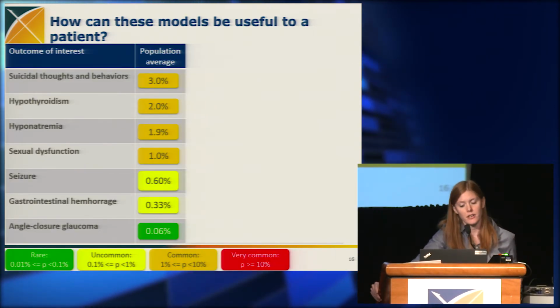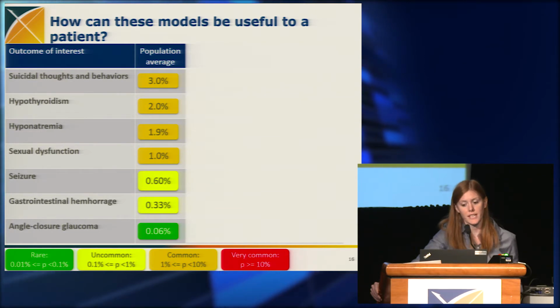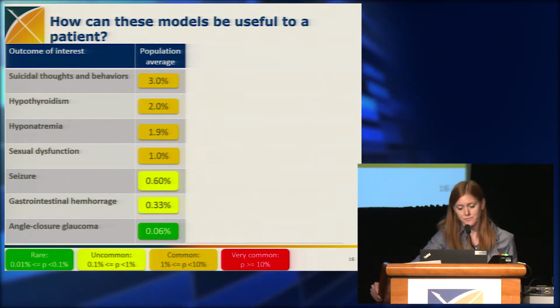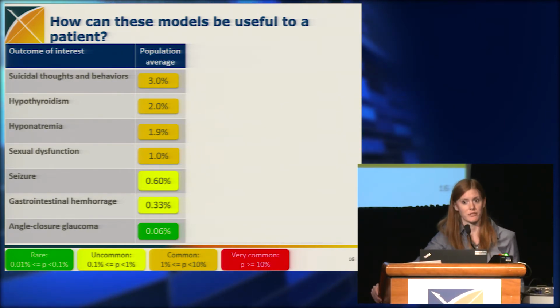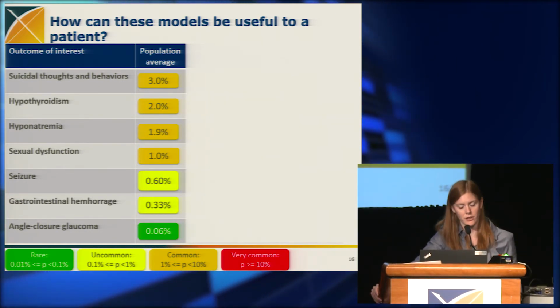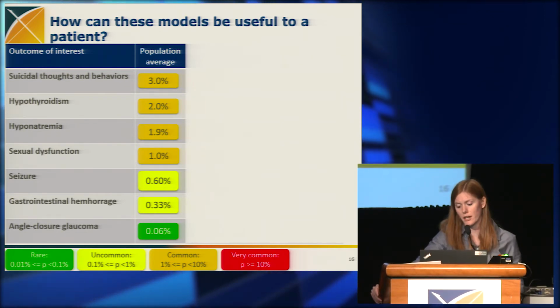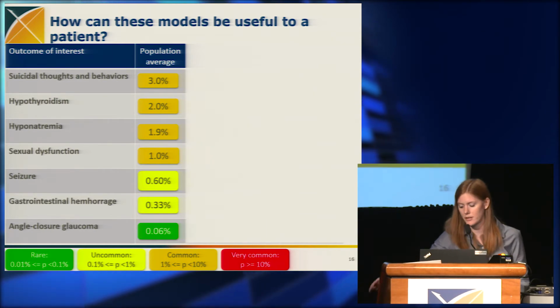How could these be used? Well, if we didn't have a risk prediction model for all of these outcomes, we could just look at the population average. So we looked at our data, and in our data, how many people had each of these outcomes in the following year. And we get a profile that looks like this. So this is the average risk profile, where we said rare means that it occurs between 1 in 10,000 and 1 in 1,000, uncommon it occurs in 1 in 1,000 to 1 in 100, common 1 in 100 to 1 in 10, and very common greater than 1 in 10.